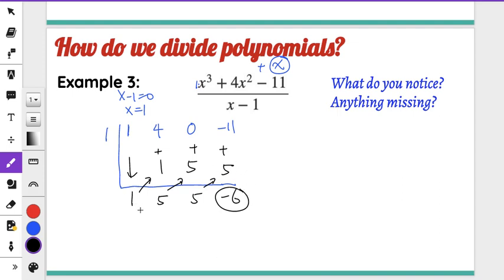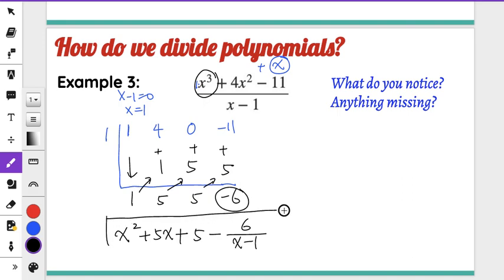How do I write down the final answer? Since the highest degree is the third power, divided by x here, the degree reduced by 1 is x squared, because of the invisible 1 as the coefficient. We use descending order to write the exponents here, so 5x plus 5. Finally, -6 over x minus 1. Okay, so that's our final answer. Again, the last one stays as the remainder.